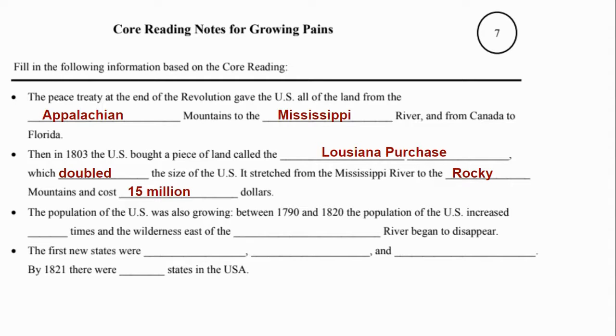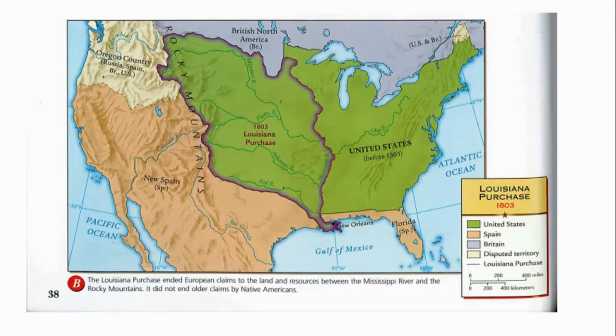An acre of land in Greece today, in the town of Greece, would cost you thousands of dollars. This was just a few pennies an acre. Let's check out the map. Wow, here's the United States, right? Here's the new United States, just adding on this gigantic chunk of land.